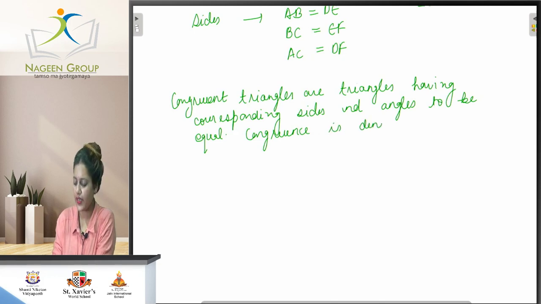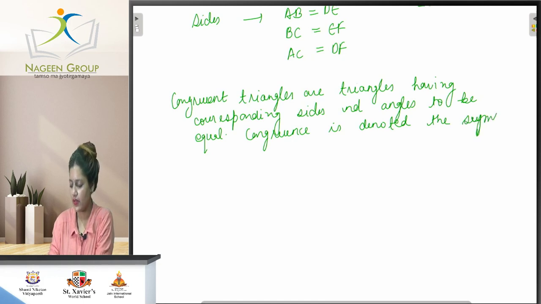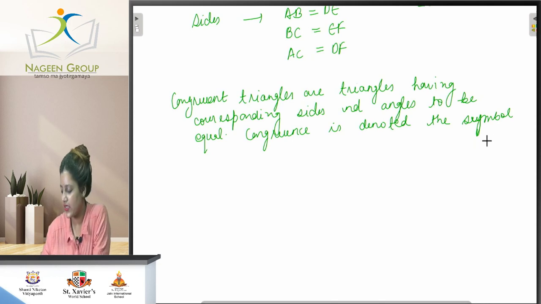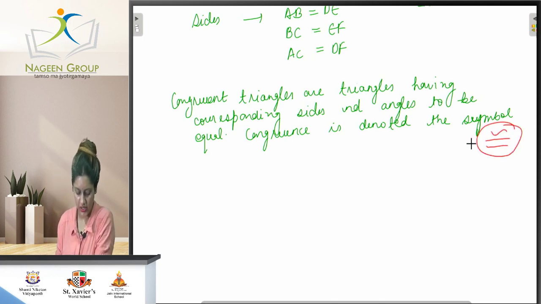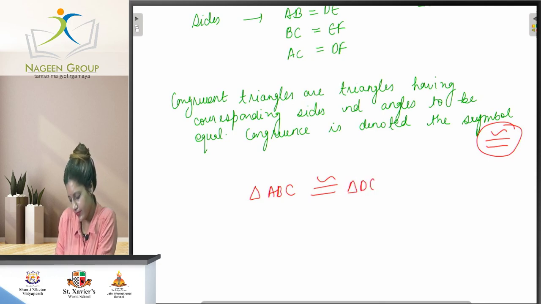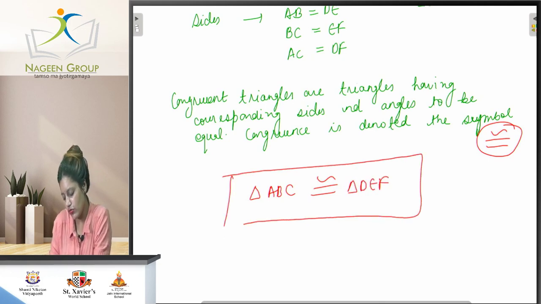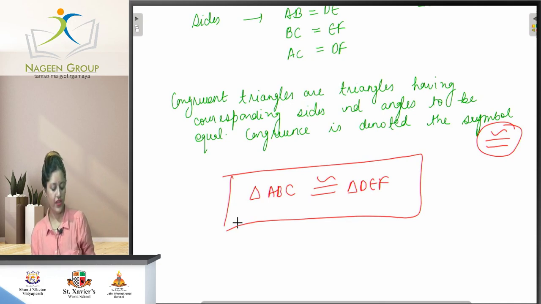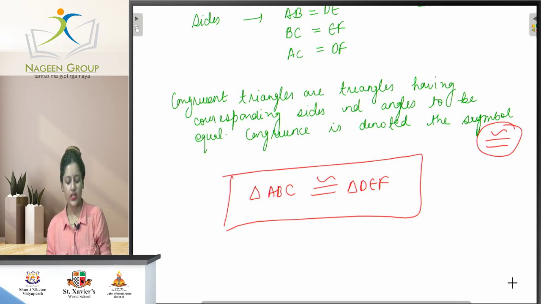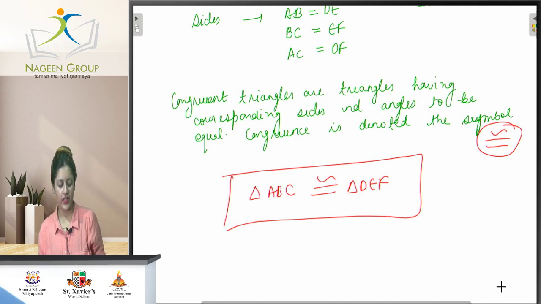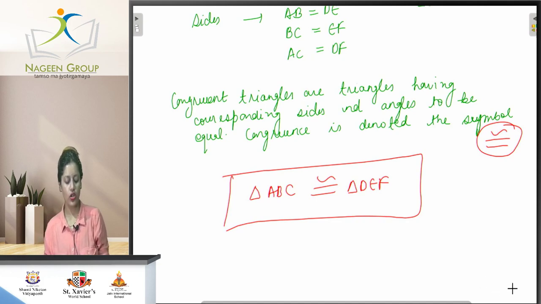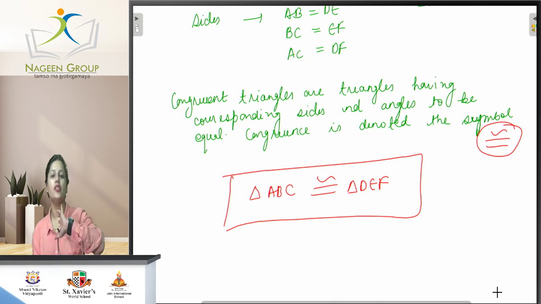Congruence is denoted by this symbol. If we write triangle ABC is congruent to triangle DEF, then we write it in this manner. This shows that these two triangles are congruent. So what have we understood? We have understood the very basic and theoretical part of the congruence of a triangle. Now we will also learn the criteria by which triangles are equal.